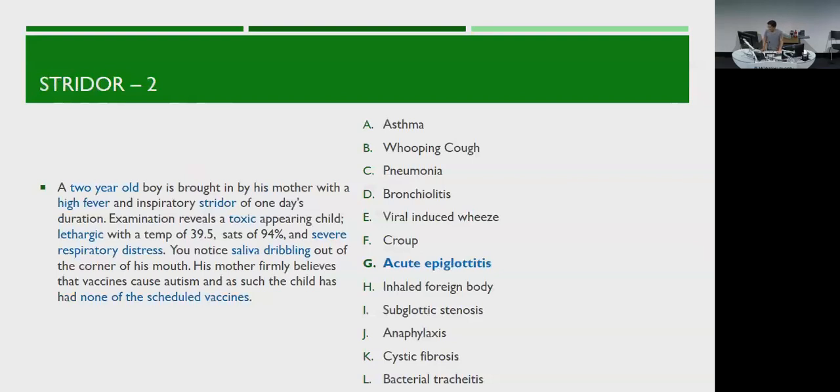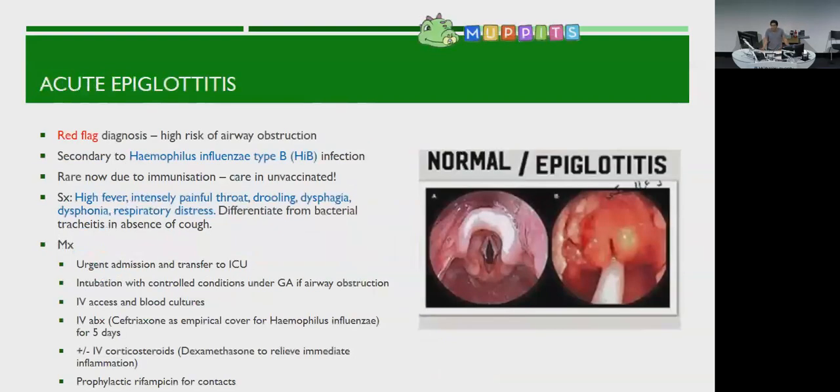Cool, so this is acute epiglottitis. Pretty uncommon unless your mom's Karen and you haven't been vaccinated. We worry about it because these kids obstruct their airway. It's caused by Hib. Even though this isn't technically the right way to remember the symptoms, I like to remember the 4 Ds of acute epiglottitis: drooling, dysphagia, dysphonia, and distress. One feature that will help you differentiate it from bacterial tracheitis, if it's in your EMQs, is that they will have an absence of cough in the latter.